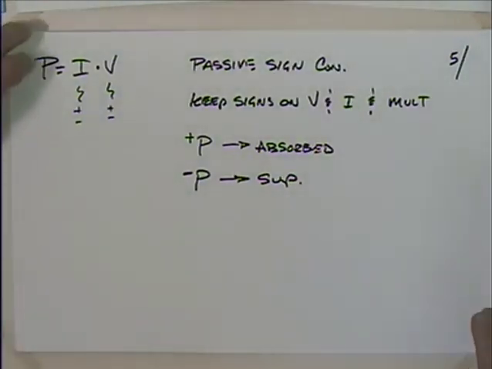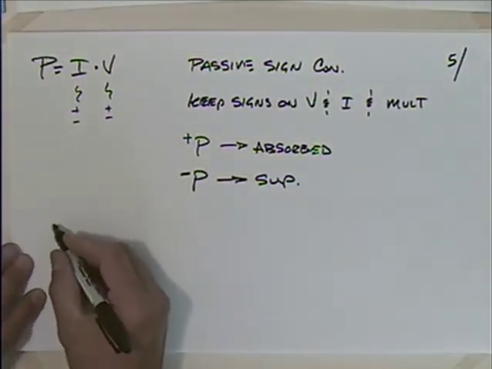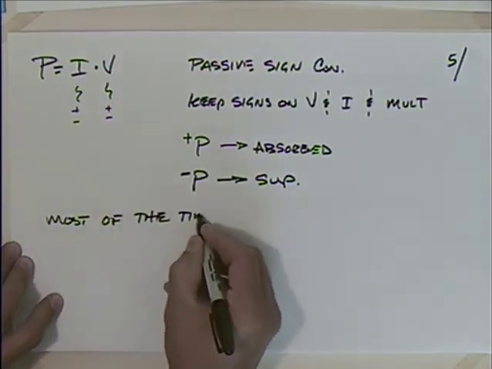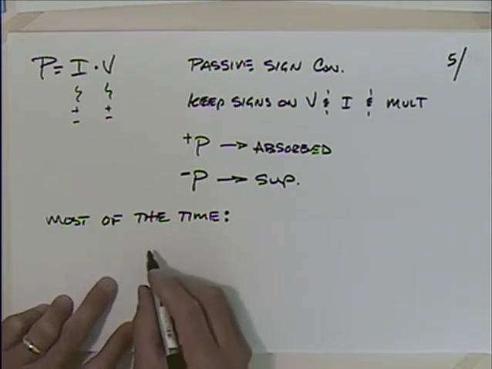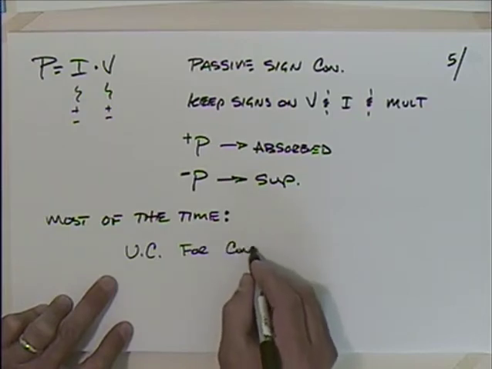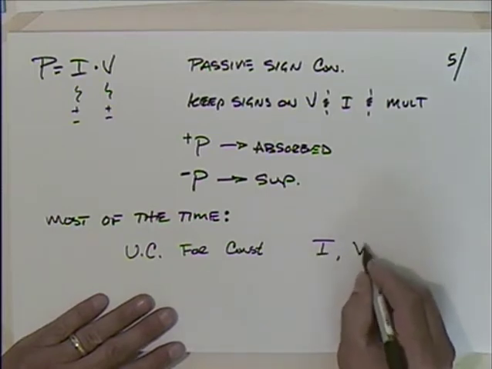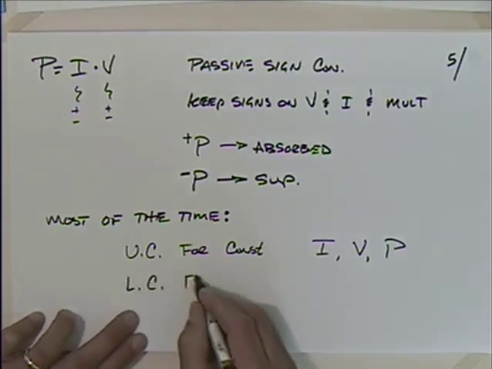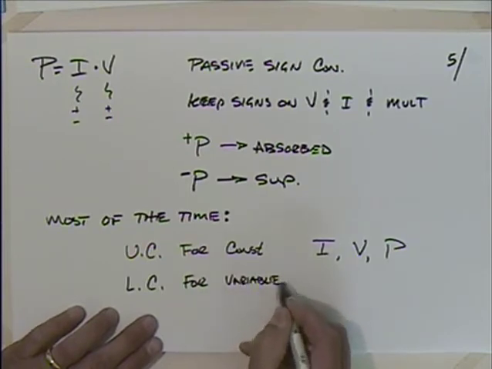One last thing in terms of conventions is that most of the time, and of course whenever we say most of the time, we will usually break this on a fairly regular basis, we use uppercase for constant. So when we're dealing with DC or constant values, we're going to use current as I, voltage as V, power as P, and so forth. And we use lowercase for variable. Oftentimes a function of time.